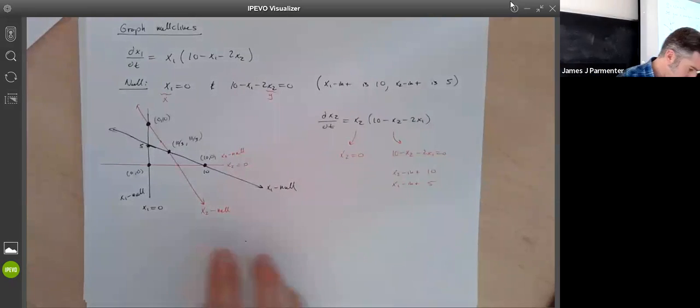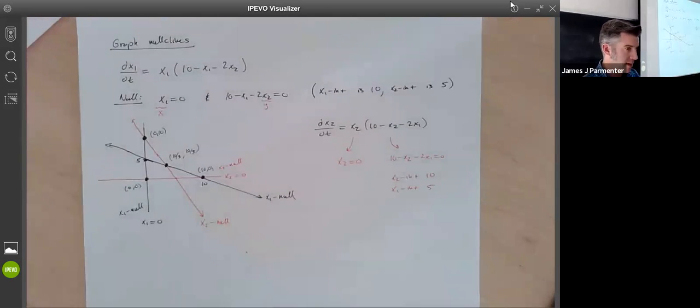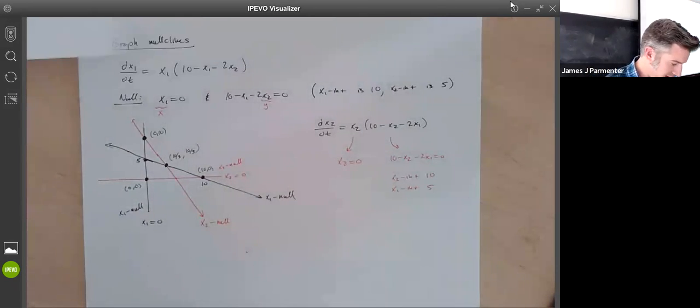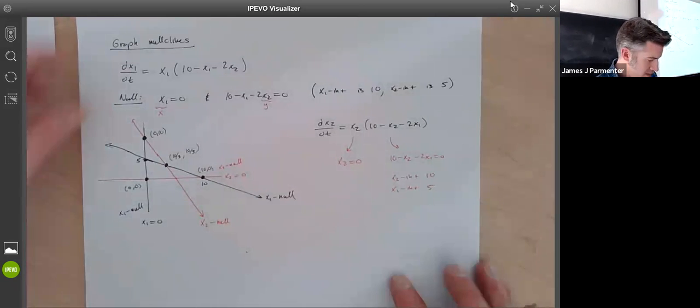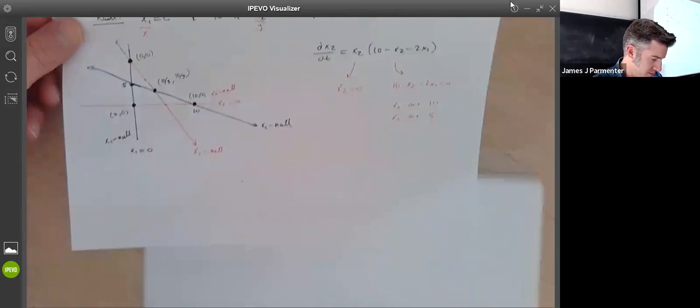And we said we were going to also look at the Jacobian. So we're going to evaluate the system and try to determine what kind of equilibrium we have at each equilibrium. So let's go find our Jacobian. Good times.